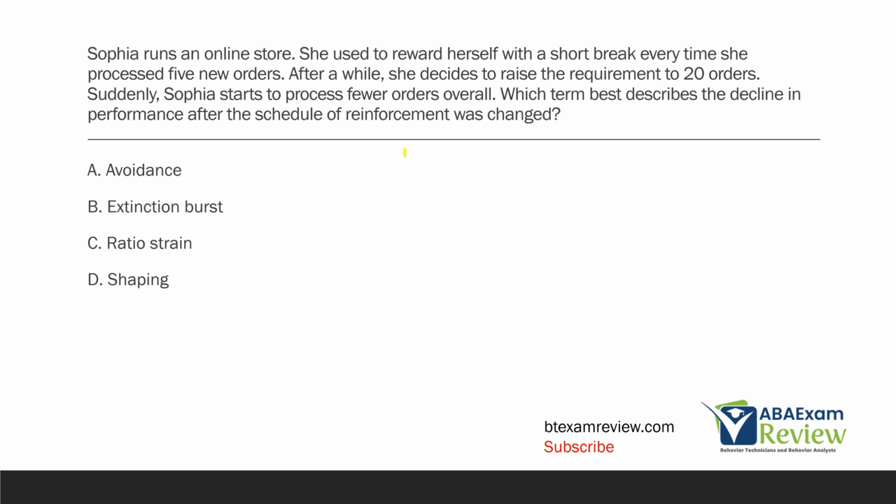Sophia runs an online store. She used to reward herself with a short break every time she processed 5 new orders. After a while, she decides to raise the requirement to 20 orders. Suddenly, Sophia starts to process fewer orders overall. Which term best describes the decline in performance after the schedule of reinforcement was changed? So let's think about this. We have a schedule of reinforcement that is changing and performance declines. So we know Sophia started with, let's say, 5 new orders, FR5, right? Every 5 orders, she would get a break.